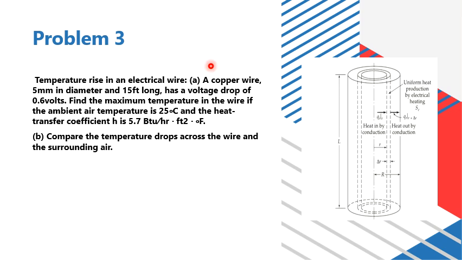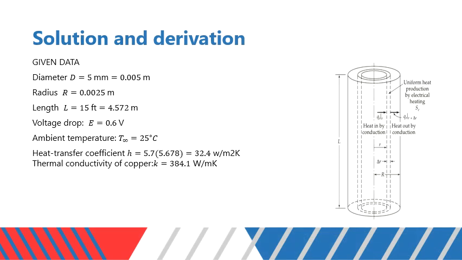And now for problem 3. Here we can see a copper wire carries a current, which causes electrical heating, and heat is removed by air convection as it does not have any insulation. So the goal is to find the maximum temperature. For this, these are the data given in the question.